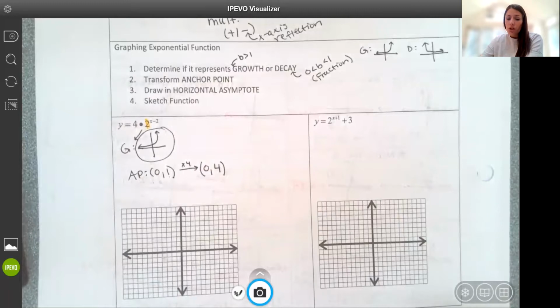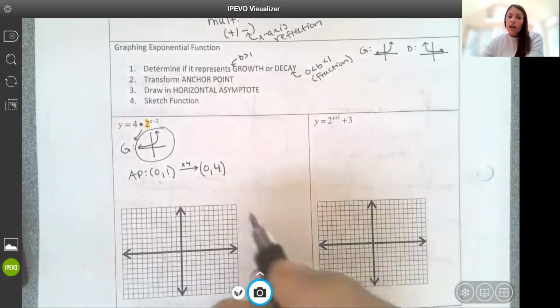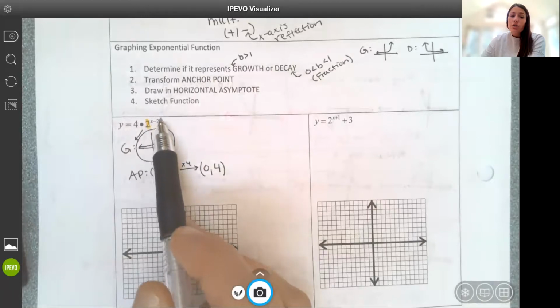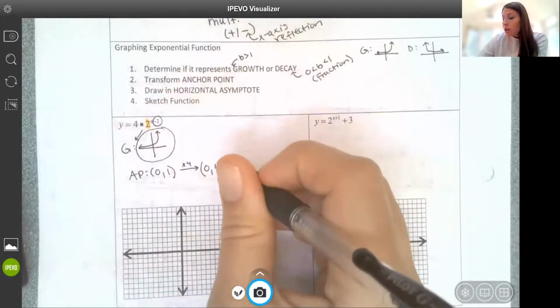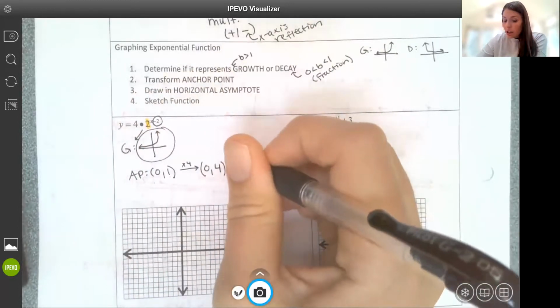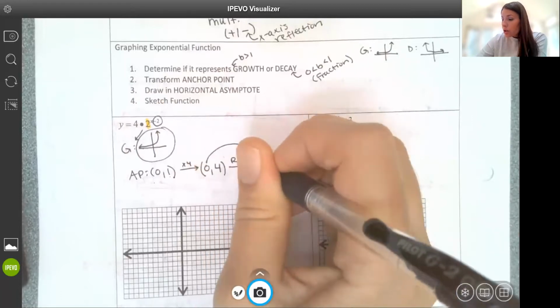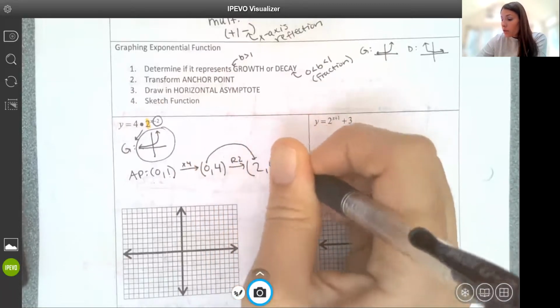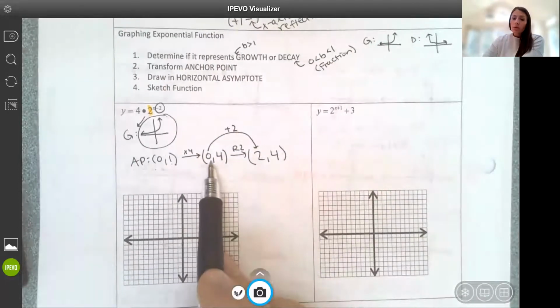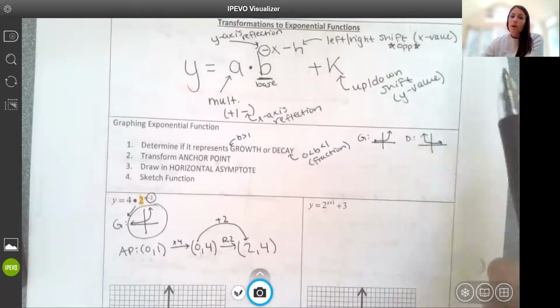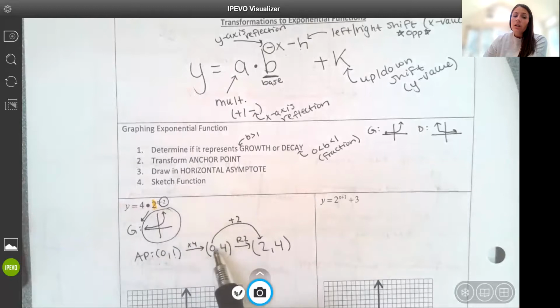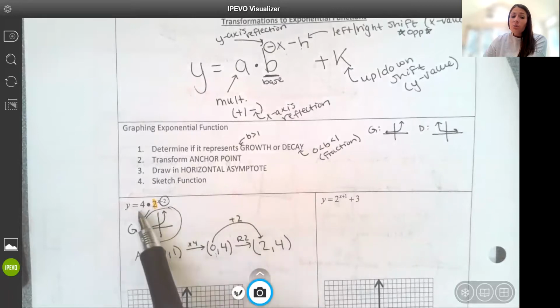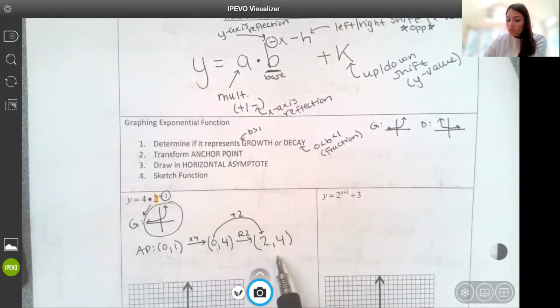Okay, first transformation. The only other transformation that I have is this x minus 2 in my exponent. This is shifting my graph to the right 2, or it's adding 2 to the x value only. Okay, it's an x value change. So let me just go back up to our guidance here. It is an x value only change. So if I have subtract 2 here, I'm adding 2 to just my x value. That's all I have for transformations. Multiply by 4, go to the right 2. Here's my new anchor point.